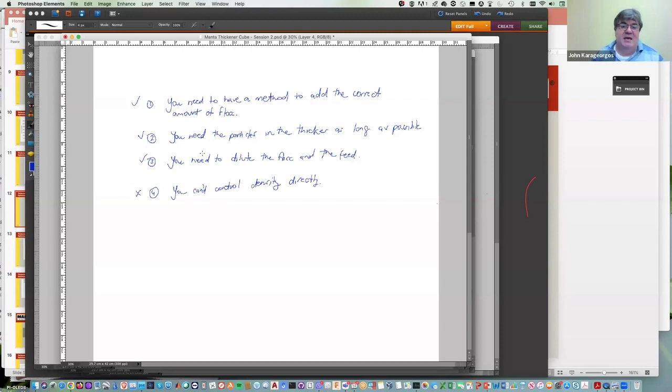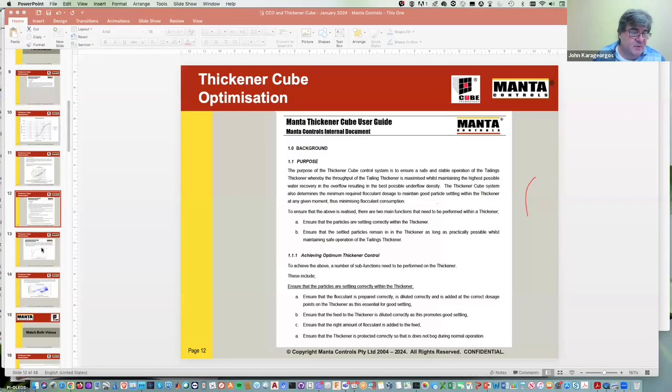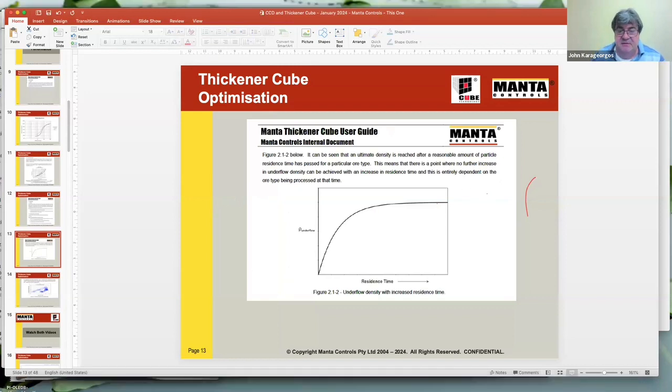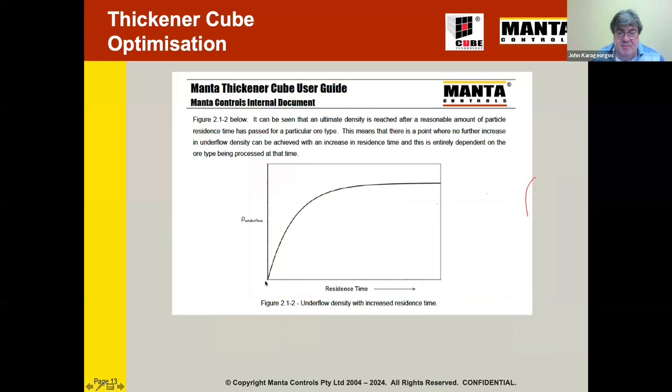So let's have a look at one of these three. The first one ties in with the viscosity curve. If I had a curve of another ore type, say a clay ore, it wouldn't thicken the same as, let's say, this sulfide ore.